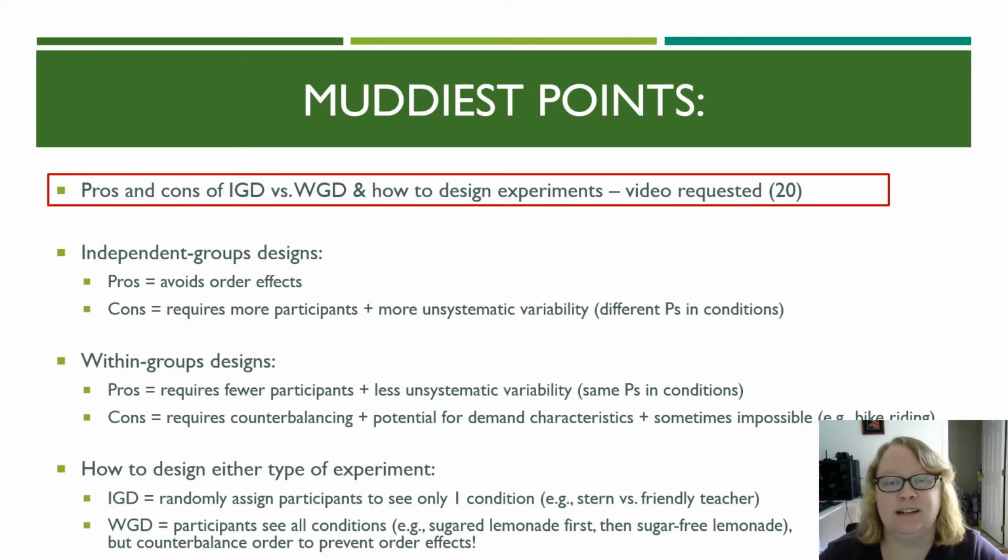Within groups designs are where your participants are seeing all of the conditions. So that's different from independent groups where they're only seeing one condition, right? But in within groups designs, they're seeing all of the conditions. And there's pros and cons of this design too.